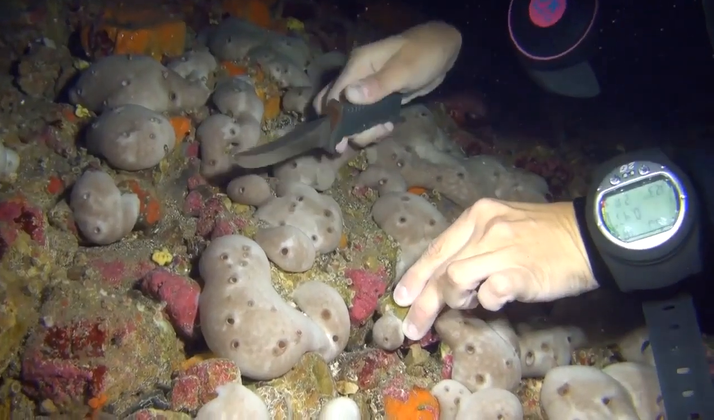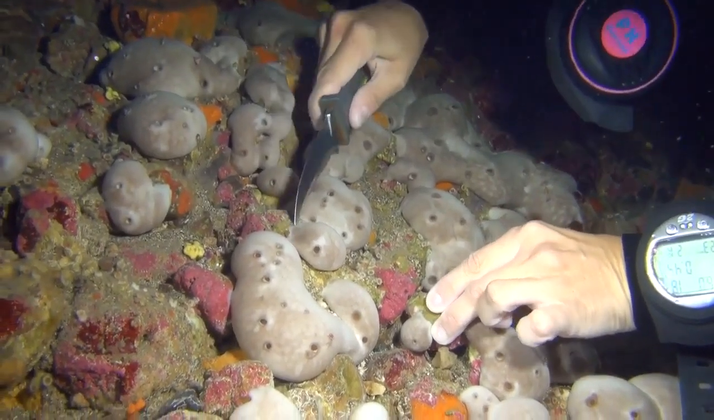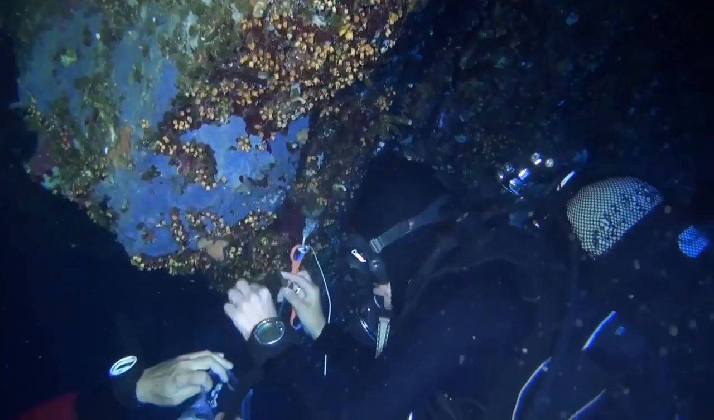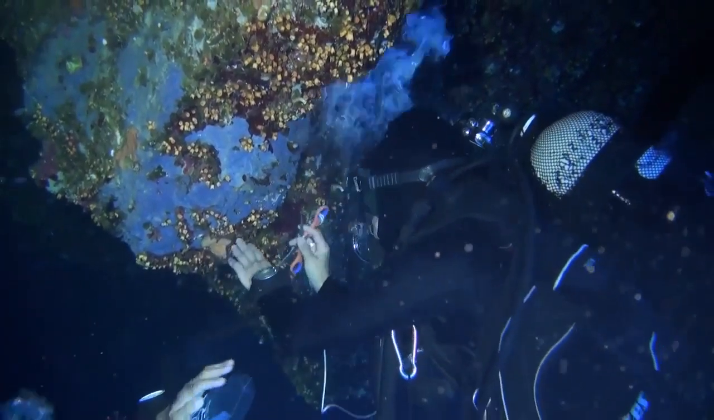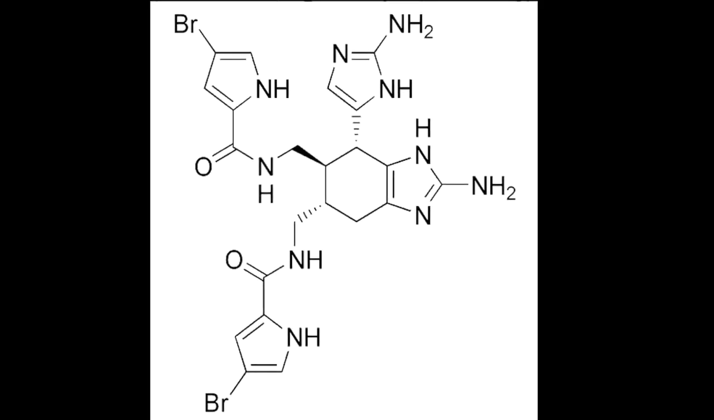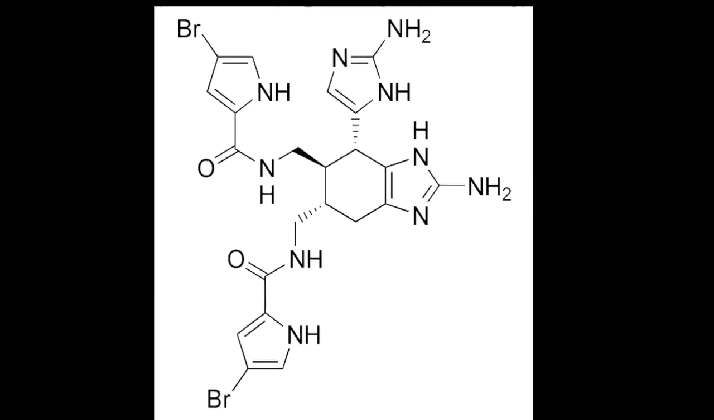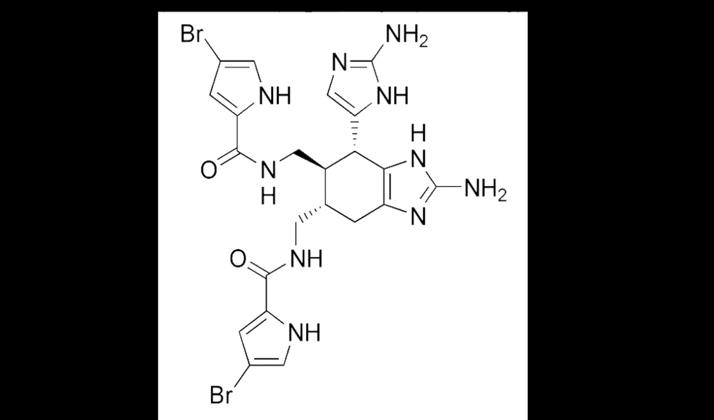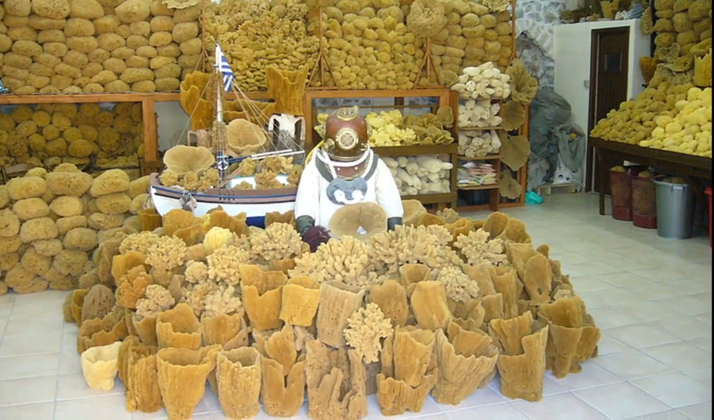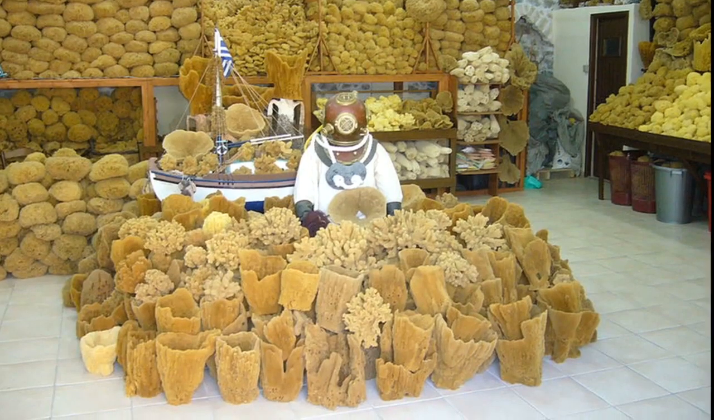Sponges can produce chemical compounds with useful pharmaceutical properties such as anti-tumor, anti-infective, and anti-inflammatory properties. Many sponges produce toxins to deter other organisms from growing near them. Natural sponges are still harvested for personal, industrial, and artistic use.